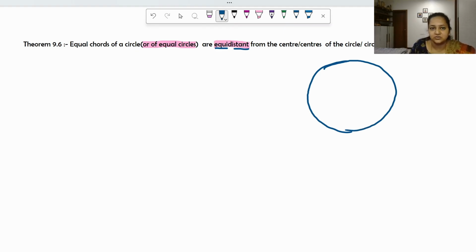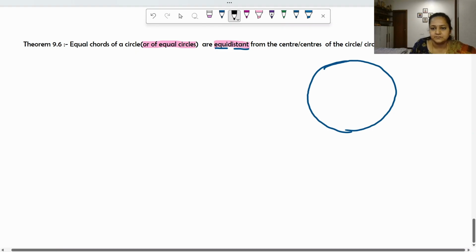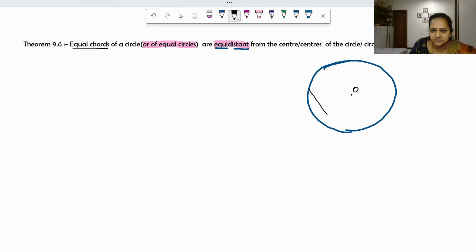Please assume this to be a circle. I know it's not accurate, but please assume it to be a circle. Now, if this is the center of the circle, we have 2 equal chords. So let us construct 2 equal chords. Let me say AB is one chord and let me call PQ as the other chord. We are telling that these 2 chords are equal. AB is equal to PQ. Equal chords of a circle are equidistant from the center.